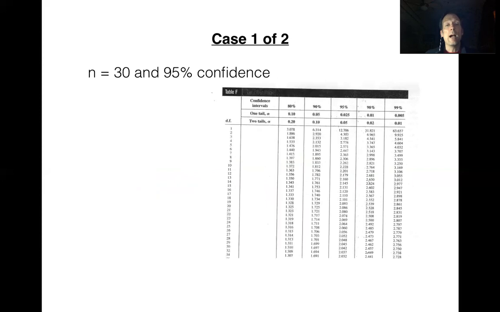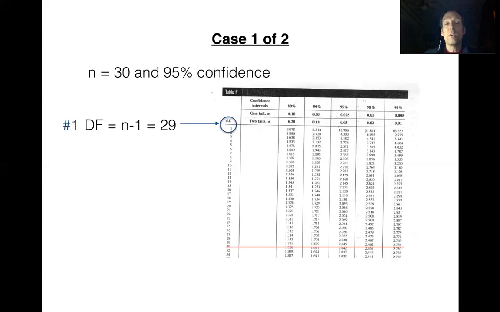So first thing that we have is sample size of 30 and 95% confidence. What I'm going to do is right away, I'm going to write down that I have 29 degrees of freedom because I don't want to forget to calculate that. Second thing I'm going to do is I'm going to look into my t-table, table F, and I'm going to go to the leftmost column where it reads degrees of freedom. If I go all the way down that column, I'm going to find the row for 29, and I'm going to underline that row for 29.